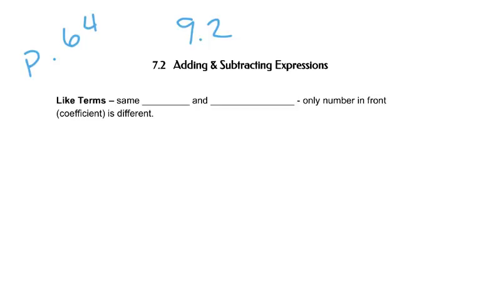9.2, we'll start on page 64. And again, we'll sort of skip through this. We won't do every problem. Like terms mean that they have the same letters and exponents. Only the number in front can be different, that coefficient.